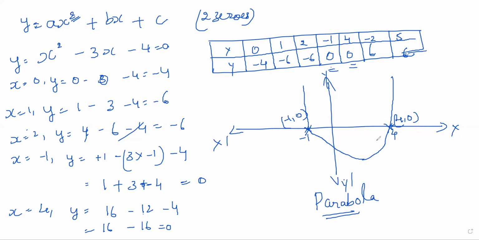So by seeing the curve, we can say the number of zeros of the polynomial. Okay, children. I'll give one more example. y is equal to x cube minus 4x. So what is the degree here? 3. Highest degree is 3. So it is a cubic polynomial. For a cubic polynomial, how many zeros will it have? At most 3 zeros.